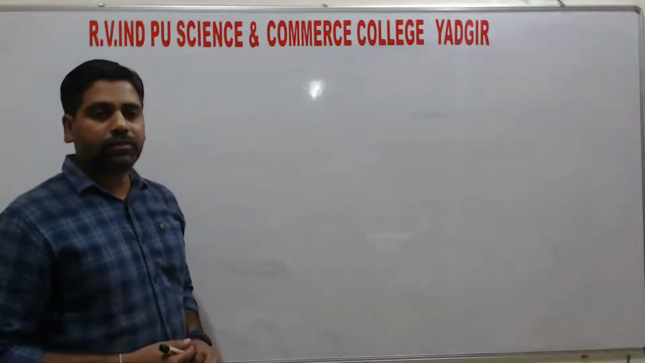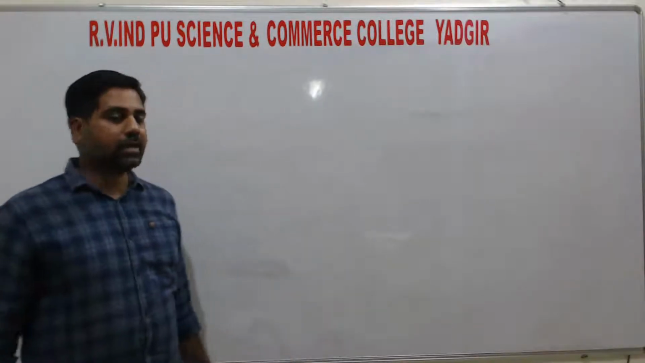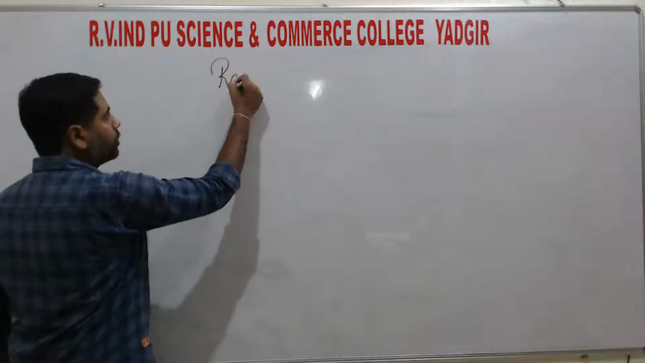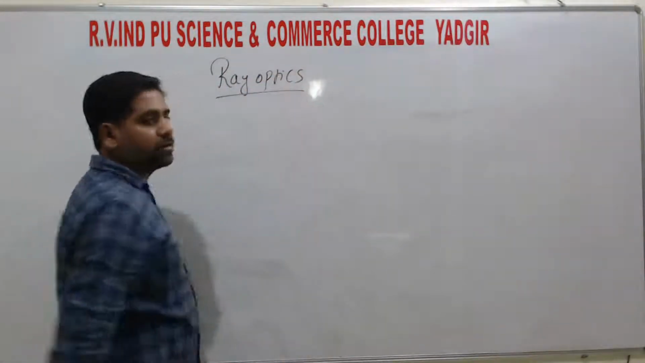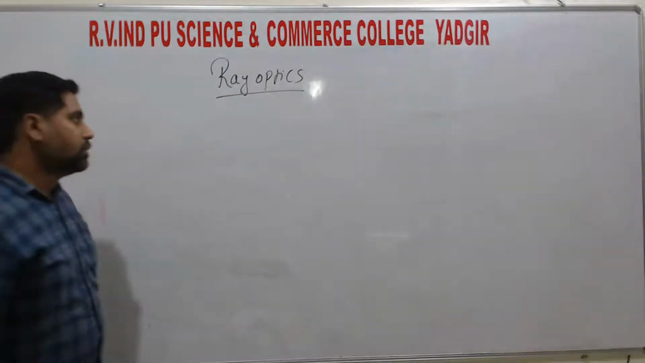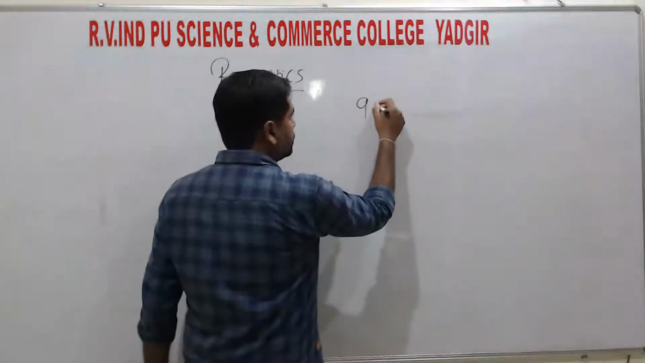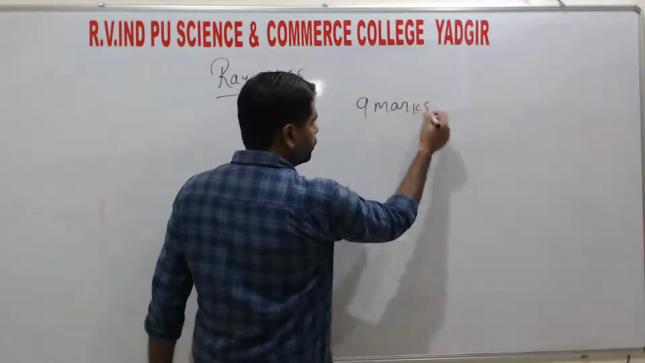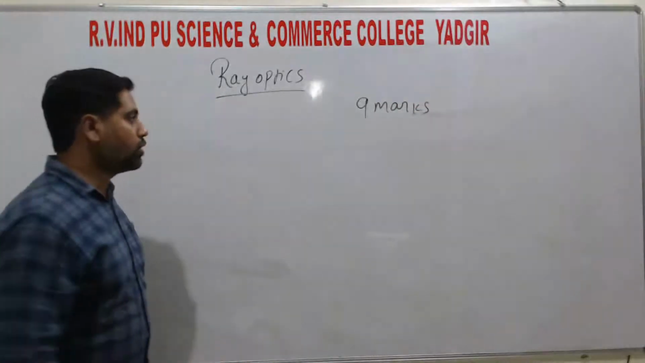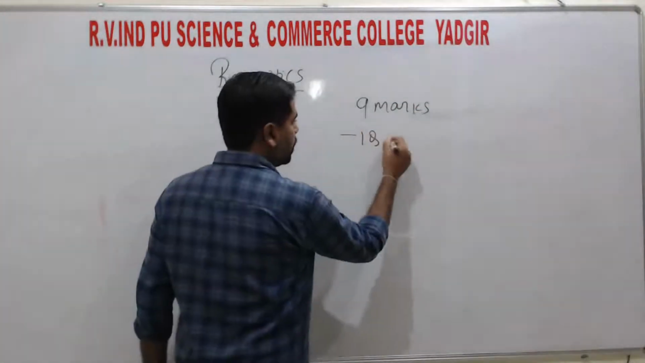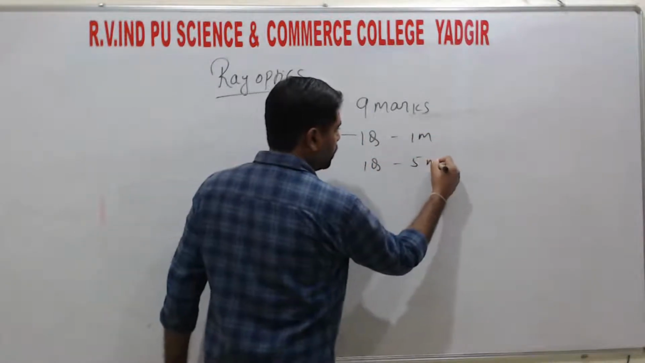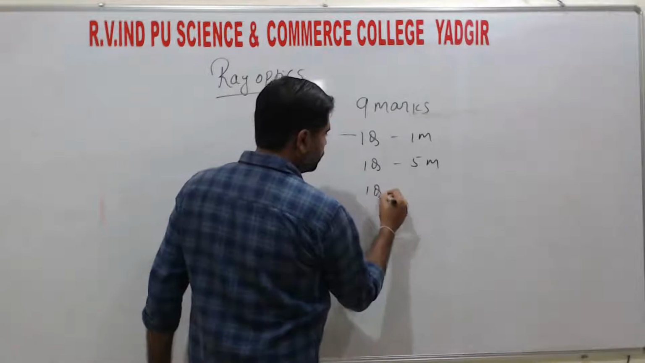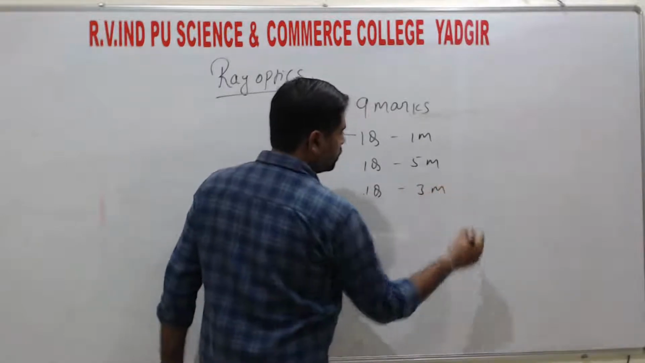Good morning, students. Today we will start with the revision class, that is chapter ray optics. Right. So from this chapter, we have weightage of 9 marks. From these 9 marks, one question will come for 1 mark, one question for 5 marks, and one question for 3 marks.